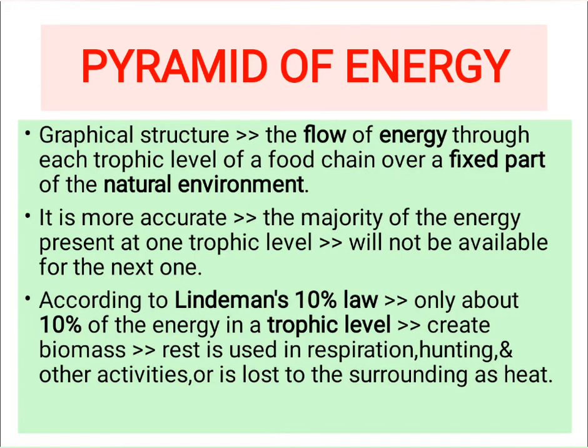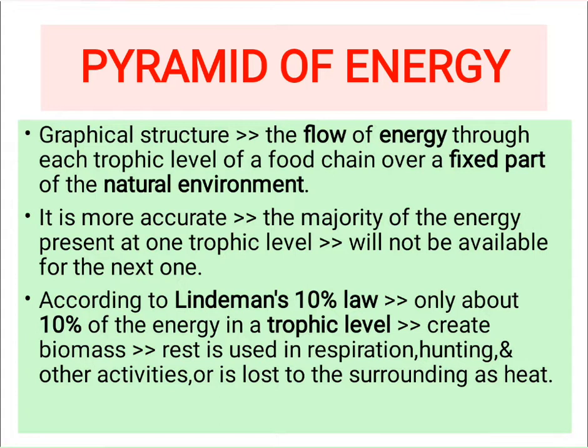Pyramid of energy. It is the graphical structure which represents the flow of energy through each trophic level of a food chain over a fixed part of the natural environment. Since this type of representation takes into account the fact that the majority of the energy present at one trophic level will not be available for the next one, it is more accurate than the other two pyramids.